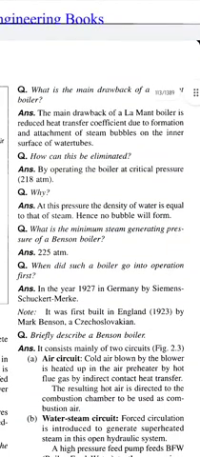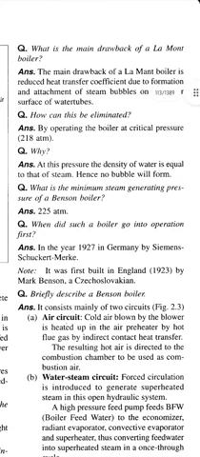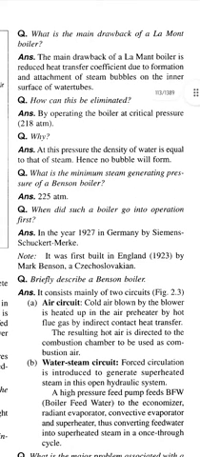Question. What is the minimum steam generating pressure of a Benson boiler? Answer. 225 atmospheric pressure is the generating pressure. Question. When did such a boiler go into operation first? Answer. In the year 1927 in Germany by Schmidt-Hartmann. Note, it was first built in England in 1923 by Mark Benson.